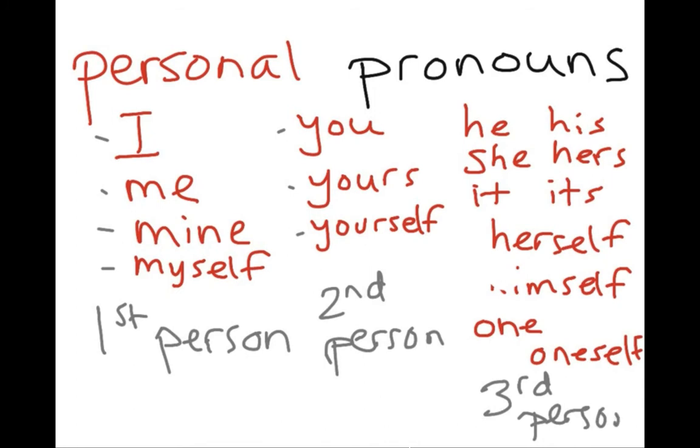And you notice there's quite a lot of them because there's lots of ways to talk about someone else. So there's he or his, she or hers, it or its, and then herself, himself, one, and oneself. So you can use one to replace a word like he or his. So you can say, instead of you should go to the store, you could say, one should go to the store to get some milk. So it's another more formal way of using a pronoun to replace a name.